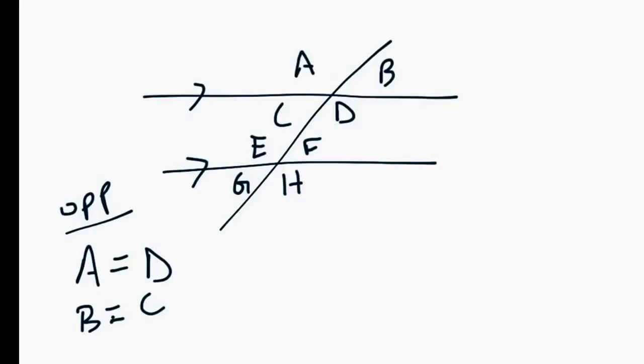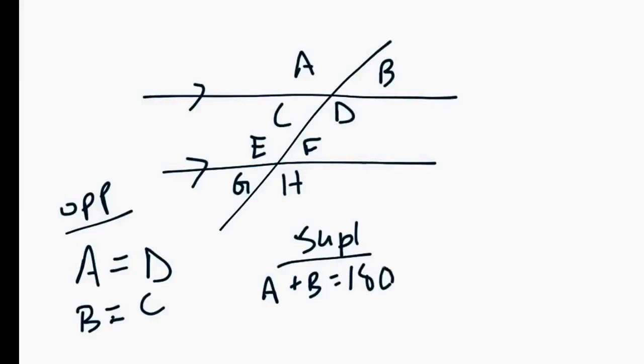Okay, let's do supplementary. So supplementary angles would be something like A and B. So A plus B equals 180 degrees. That would make it supplementary. Or we could do A and C. Those are also supplementary. Okay, or we could do C and D, or E and F, or E and G. There's lots of different choices.